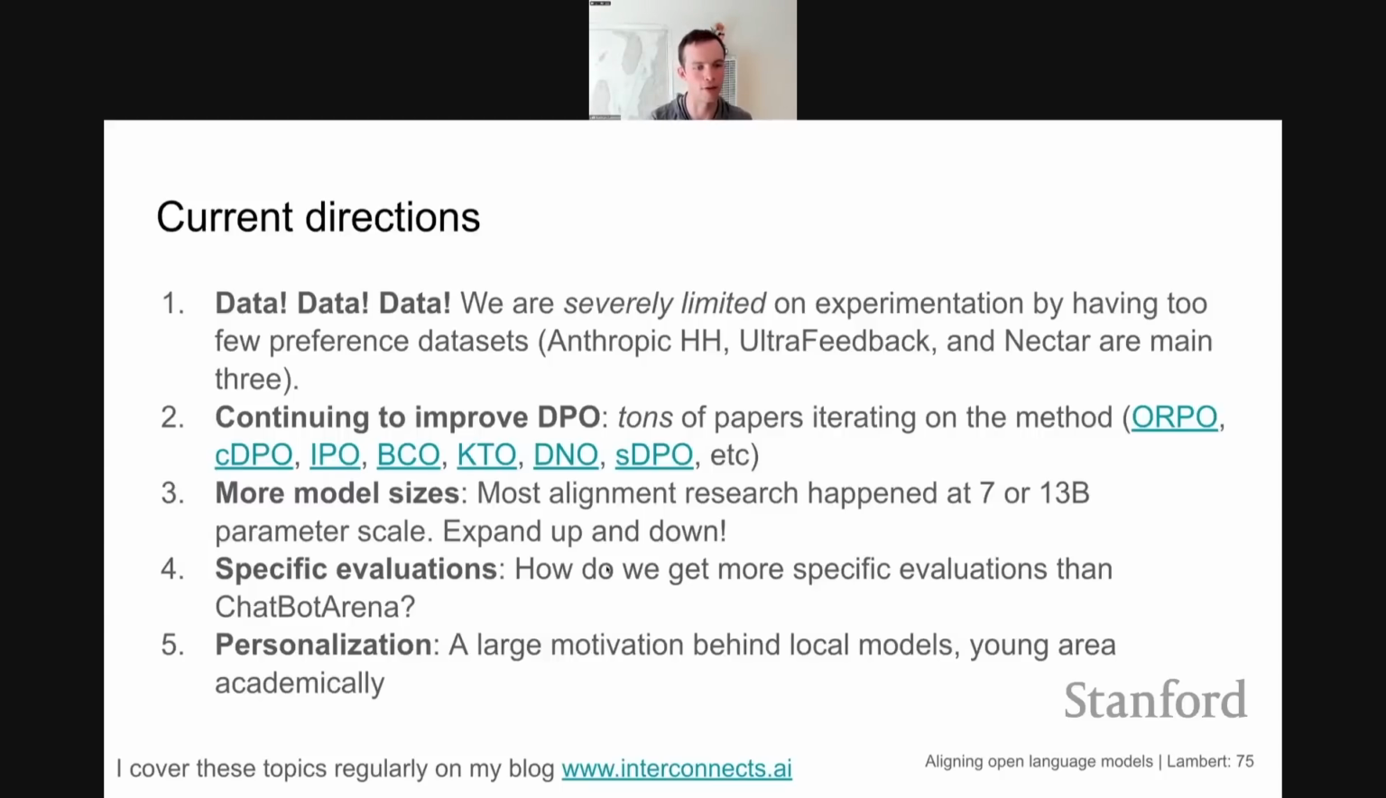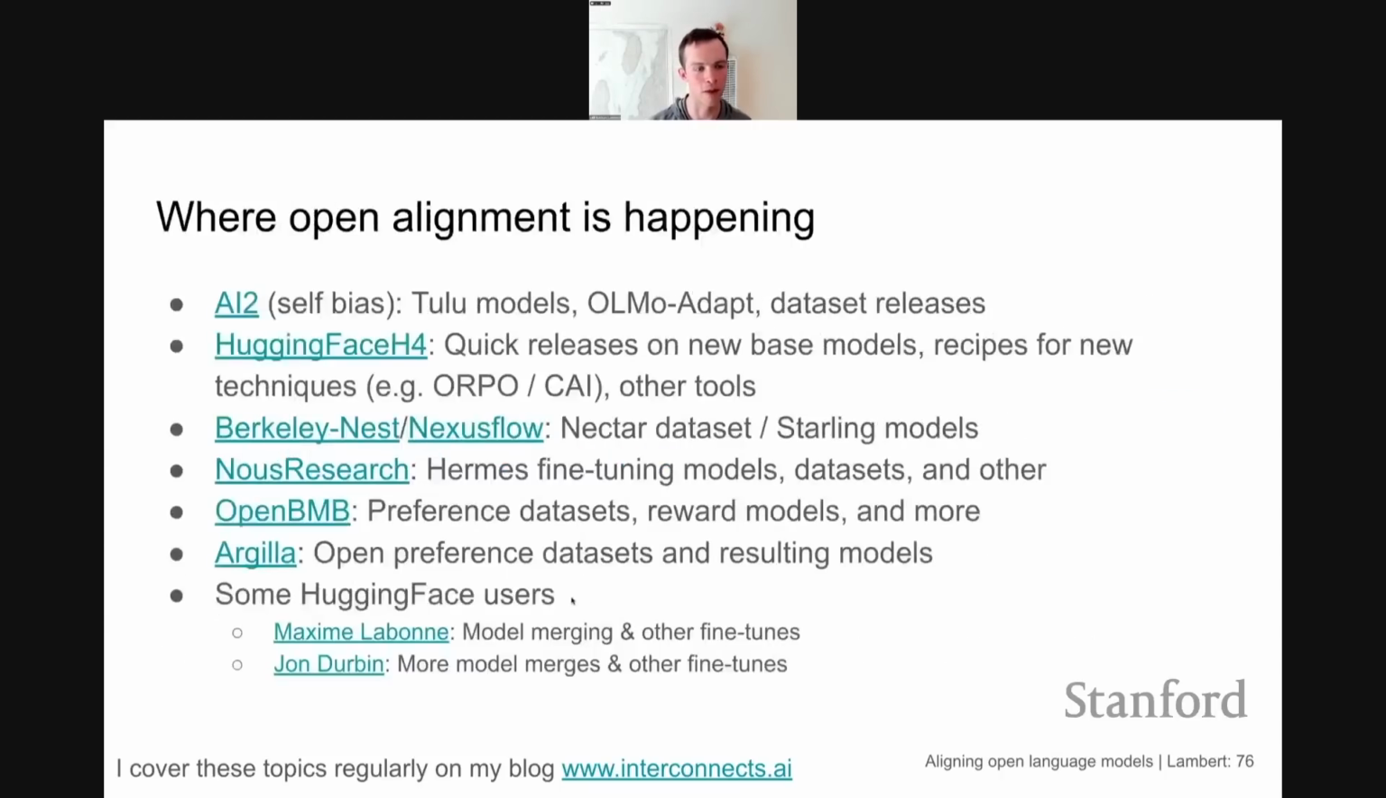And then running back to two themes throughout this lecture: what are specific evaluations that we should be building, and how do we personalize these models? They kind of go hand in hand. These are the things that I'm thinking about. I welcome feedback from them.